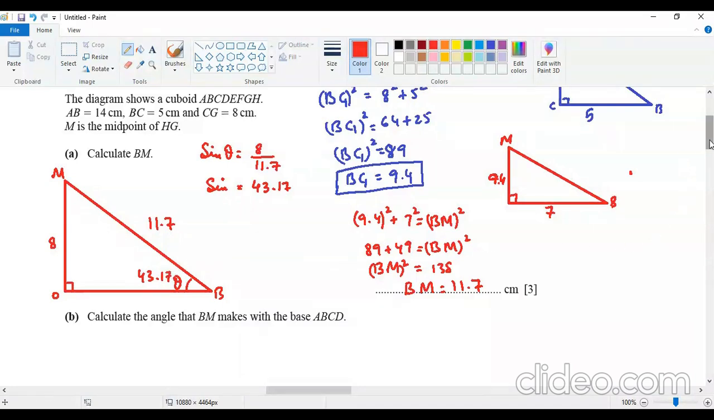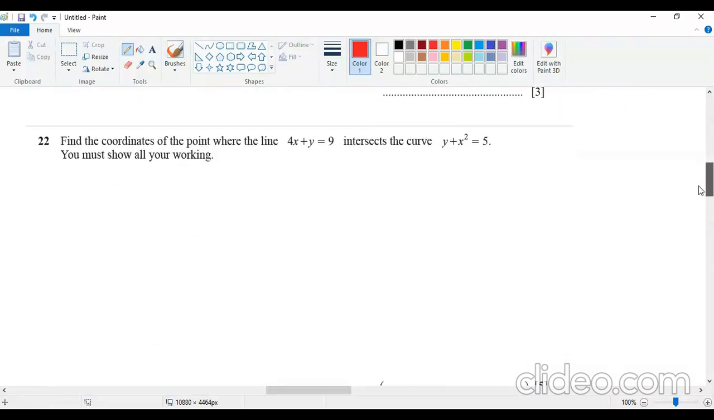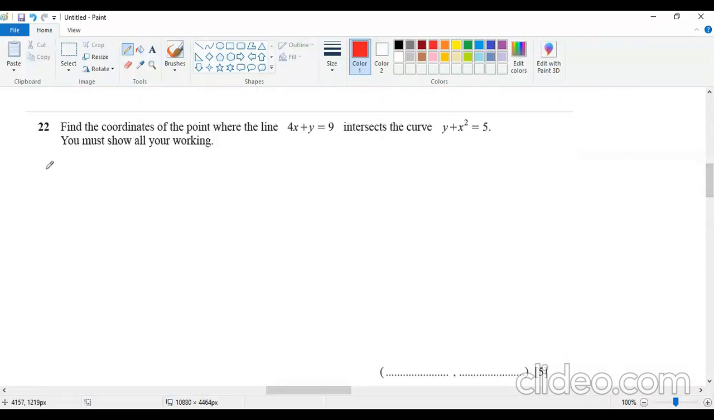Moving on to the next question, which can be misunderstood. For that, we know very well that it is saying 4x plus y equals 9, and the second equation is saying y plus x square equals 5. So for both of them we make the subject y. So this one is y equals minus 4x plus 9, and this one is going to be y equals minus x square plus 5.